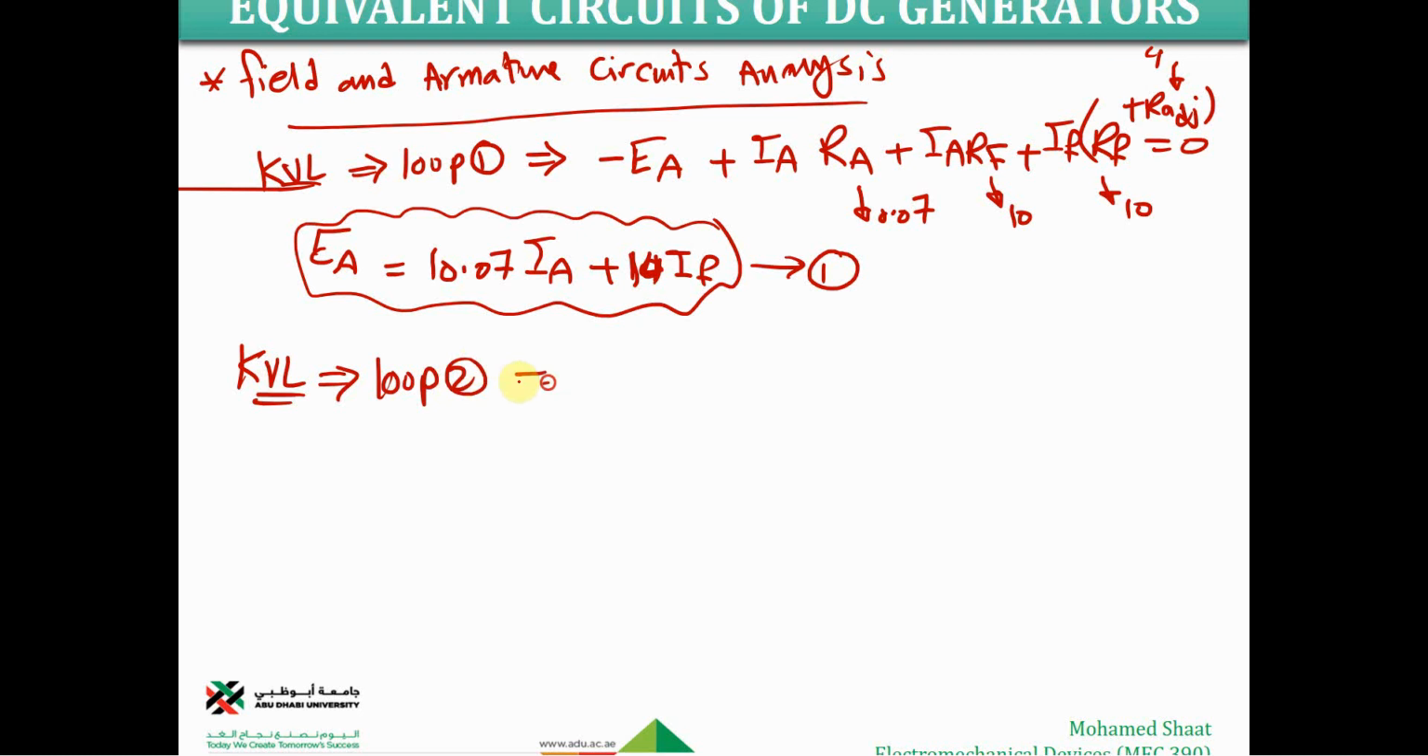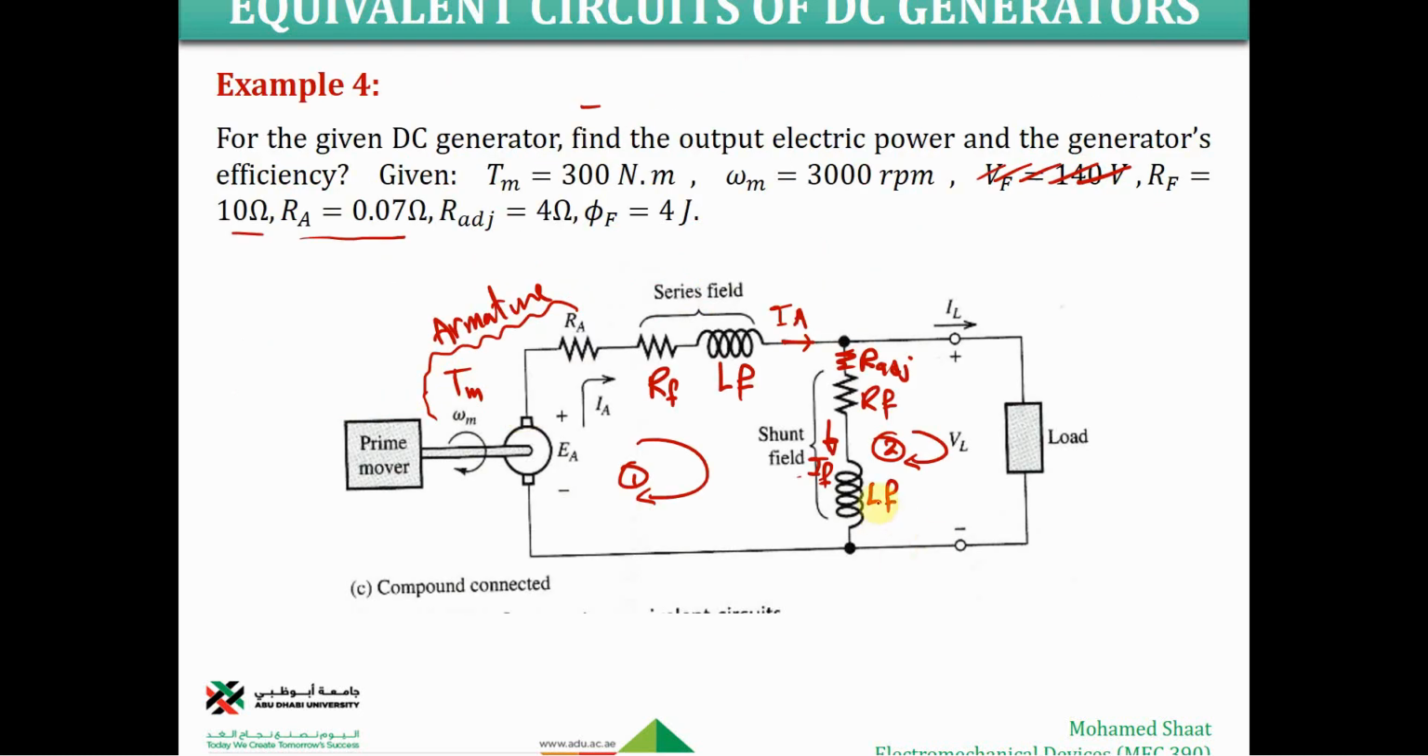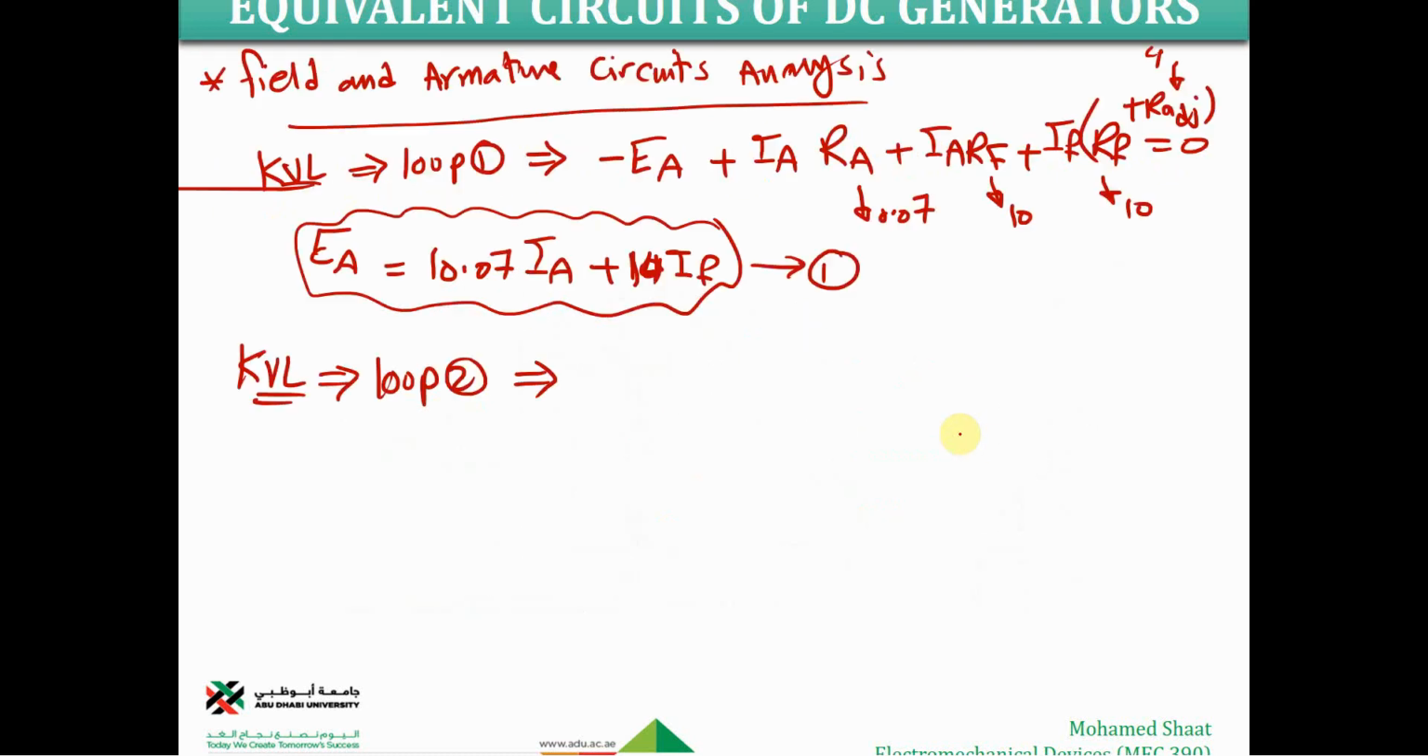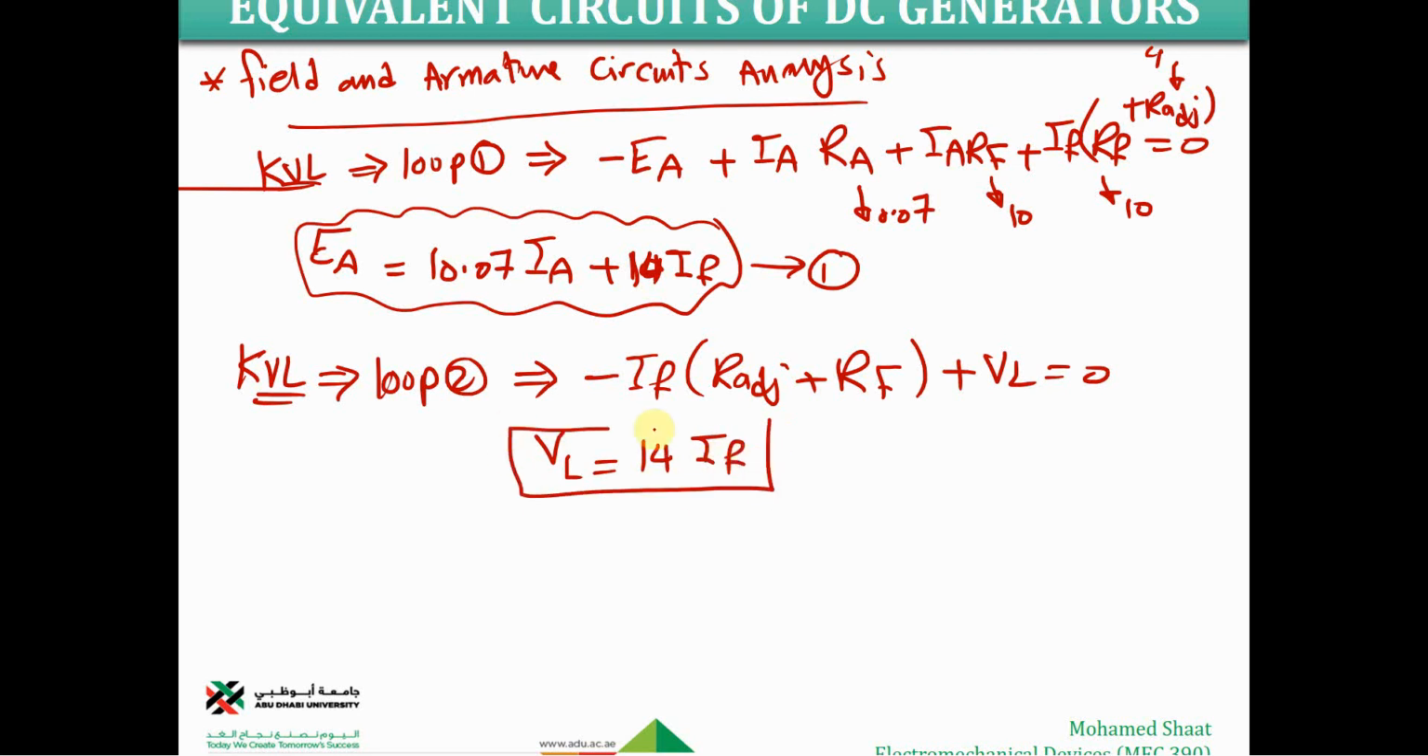This is for loop 2. For loop 2, we do have this IF is gonna be negative. It means that the voltage over these two resistors will be negative, and the VL is gonna be positive. So this is gonna give us the negative of IF, which we have no clue about so far, how much it is, times the RF plus the VL equals 0. So from this equation, VL should equal 14 IF, and this definitely is gonna give us the second equation. Make sense? So we got these two equations. Now we're gonna move to the mechanical load analysis.